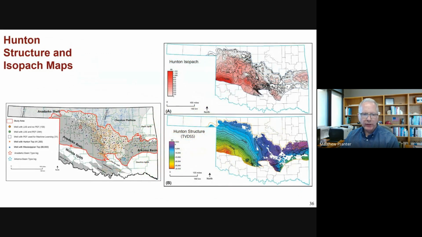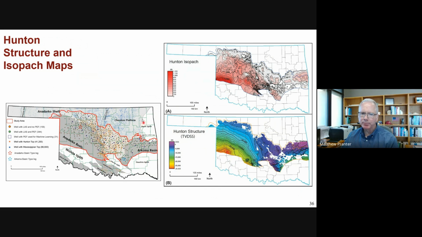And so these are the data that were used to map that area within the Hunton. And on the right shows the Hunton isopack map, and you can see how it thins to the northeast and eventually is truncated. And then this is the structure contour map for the Hunton.